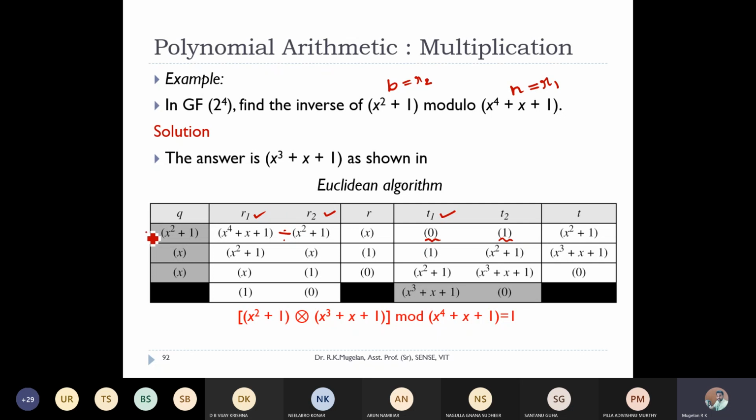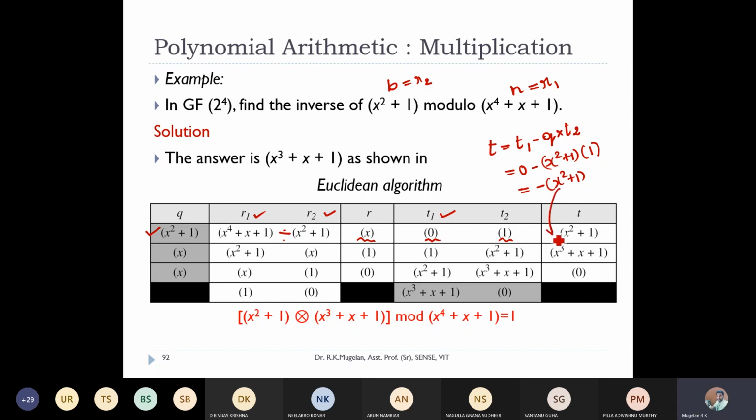So I'll be getting a quotient as x squared plus 1 and the remainder to be x. So how will you compute the T here? T is T1 minus 2 times T2. Here the T1 value is 0 and minus Q is x squared plus 1 and your T2 is again 1. So here the final answer should be minus of x square plus 1. But if you see here, they're writing it as plus x square plus 1.